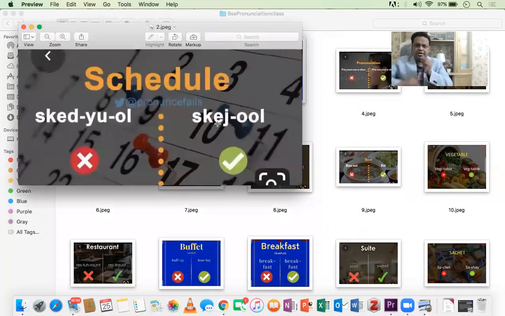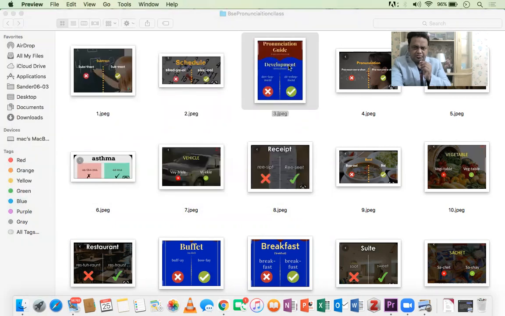And this one we got here, it is schedule. A lot of people pronounce it one way, but in the British pronunciation, we pronounce it as schedule. I have a fixed schedule. So now let's move to the third one.